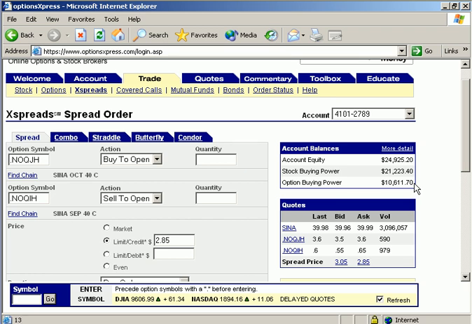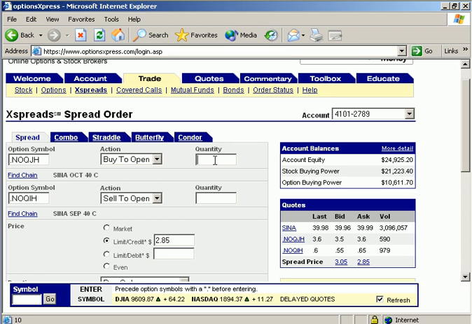That equals 2,947 shares. Really, it's the equivalent of 2,900 shares, because we're going to drop the extra 47. Always round it down to the nearest 100 shares. If we can buy 2,947, we're only going to buy 2,900. So 2,900 shares represents 29 contracts, because every 100 shares of stock equals one option contract. So we're definitely going to put in 29 contracts.